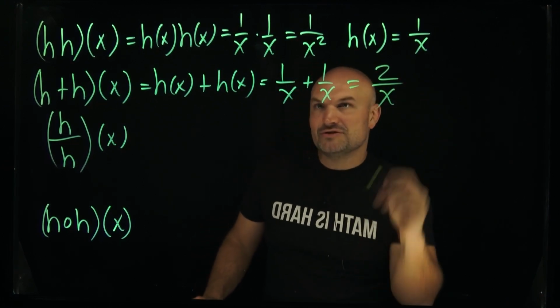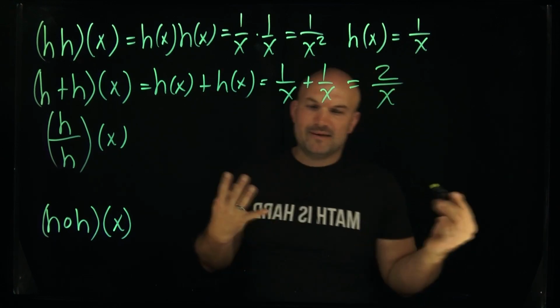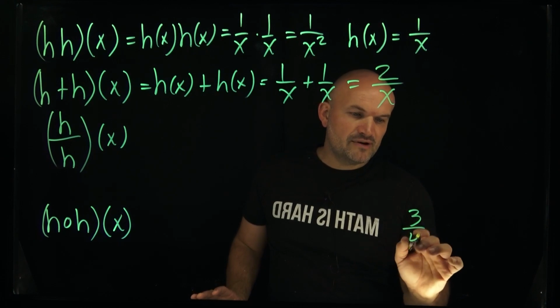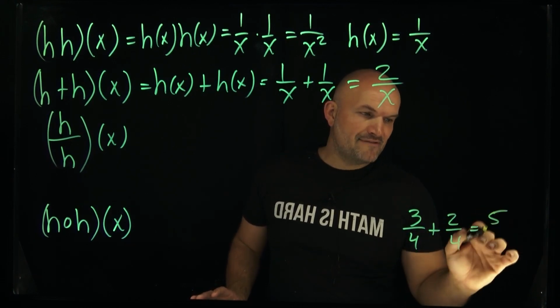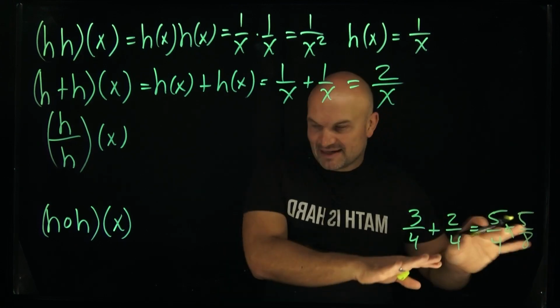A common mistake students make is 2 over 2x. So don't do that, okay? Remember, we're just keeping common denominators. And again, if you get confused, just think about regular fractions. If I had 3 over 4 plus 2 over 4, right? That answer is going to be 5/4. It's not 5/8, okay? So don't make that mistake.